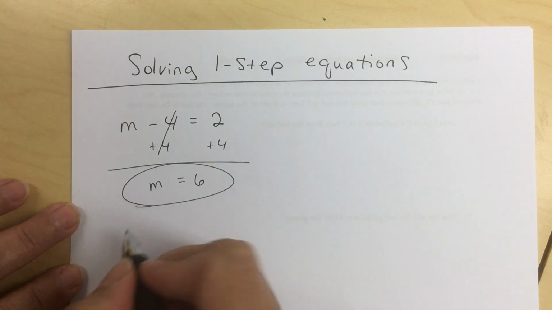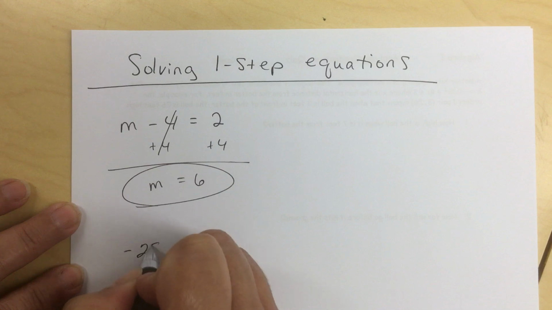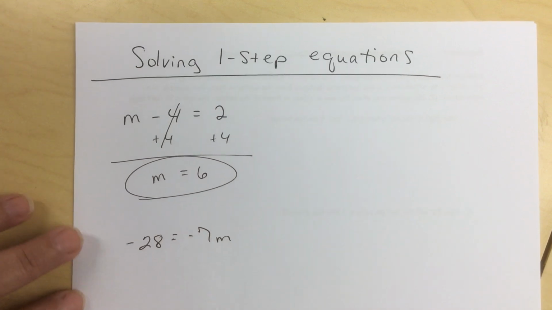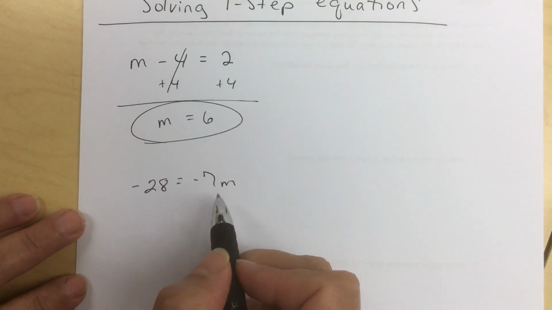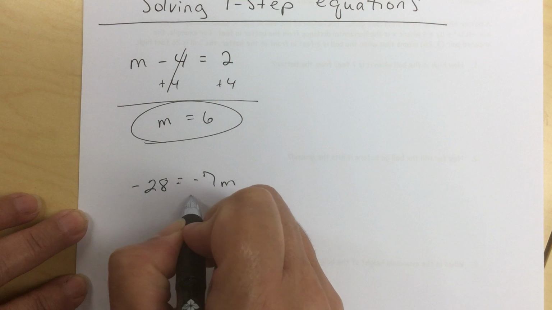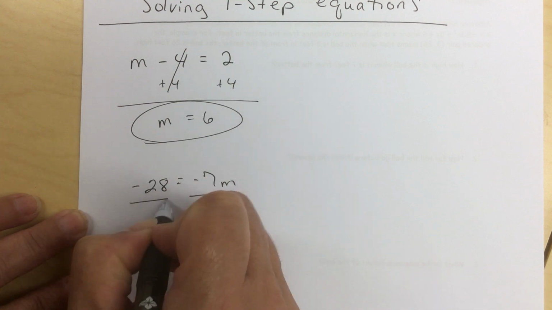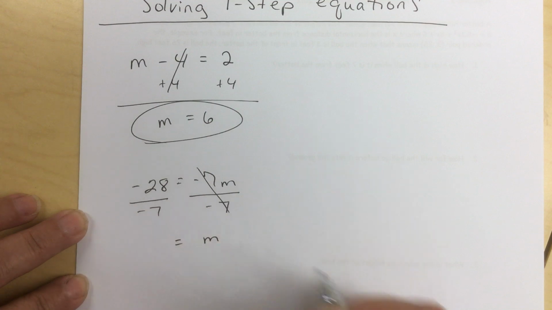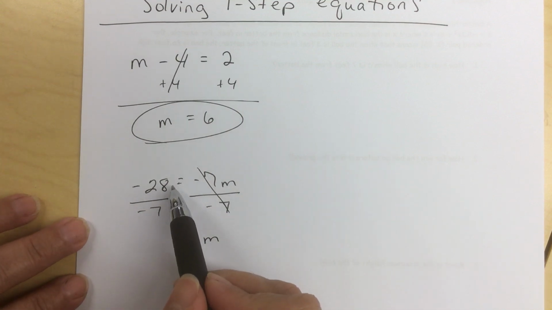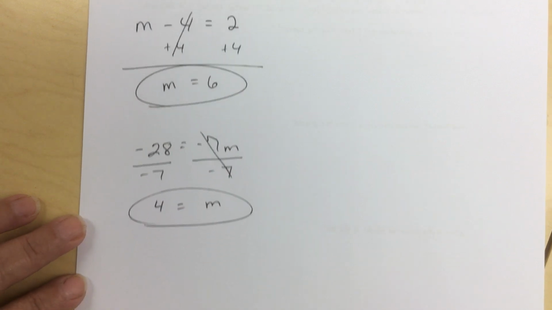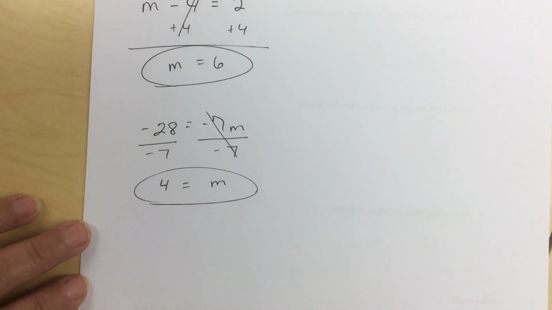You might have a division. So let's say you have negative 28 equals negative 7m. So we need to use division to get this letter alone. I want to get the m by itself. So I'm going to divide both sides by negative 7. So this cancels and I'm left with just a 1m. Negative 28 divided by negative 7 is positive 4. So you're left with m equals 4.